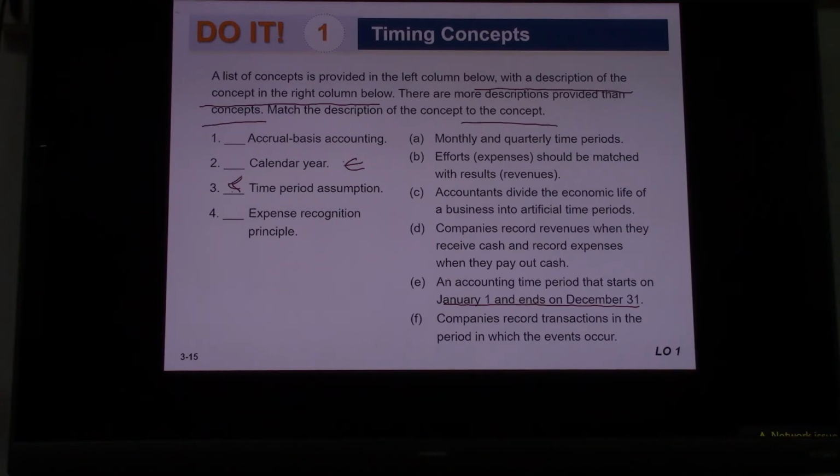F. Companies record the transactions in the period in which events occur. What do you think? Companies record the transactions in the period in which the events occur is matched with actual business accounting, or companies record revenue when they receive cash and record expenses when they pay cash out? Of course, letter F is matched with the actual business accounting, because the actual business accounting states that you should record a transaction in the period in which events occur. What about expense recognition principle? We have stated that the expense recognition principle can be matched with letter B. Expenses should be matched with revenues.